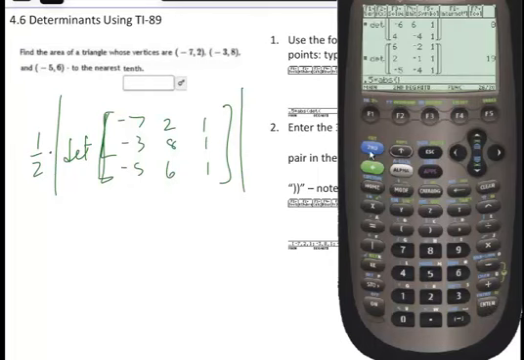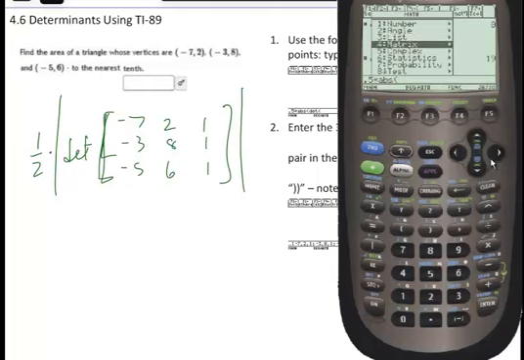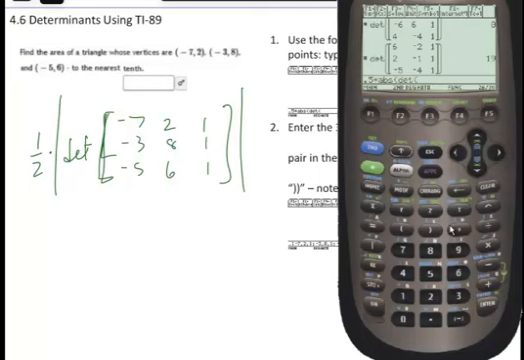And then I put the determinant, which again I can either type in or go back into my math tab, and under option 4, select determinant. And so here when I type my matrix, I get -7, 2, 1, semicolon, jump to the next row, -3, 8, 1, semicolon, the final row, -5, 6, 1.